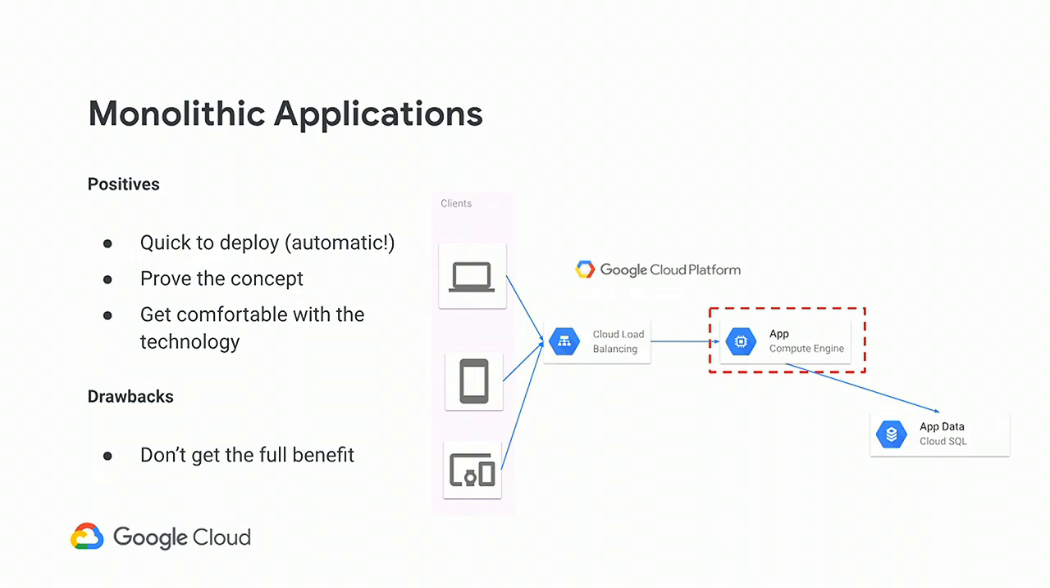And technically, you now have a containerized workload, right? Check the box. Yes, I can do containers. It's quick to deploy and actually can be automated, which we'll come to in a second. This allows you to prove out the concept. It allows you to get comfortable with the technology. And depending on the nature of the monolith, may allow some scaling that wasn't possible before. But you don't really get the full benefit.